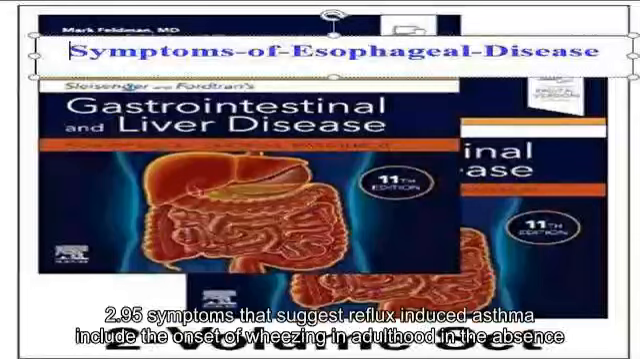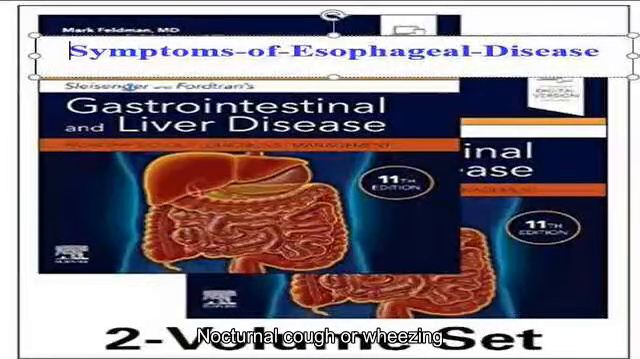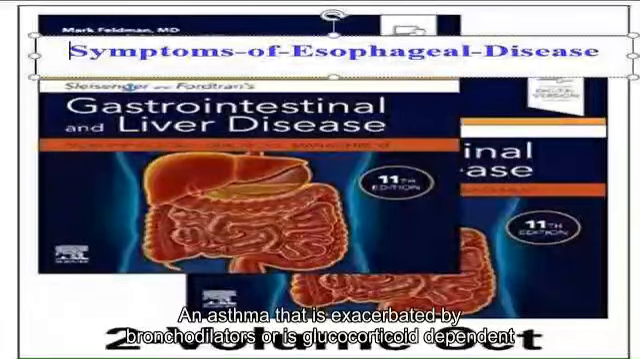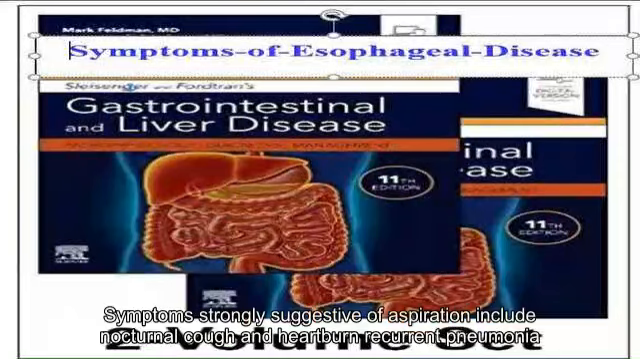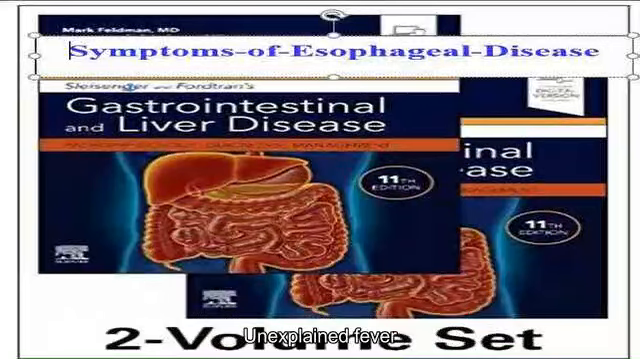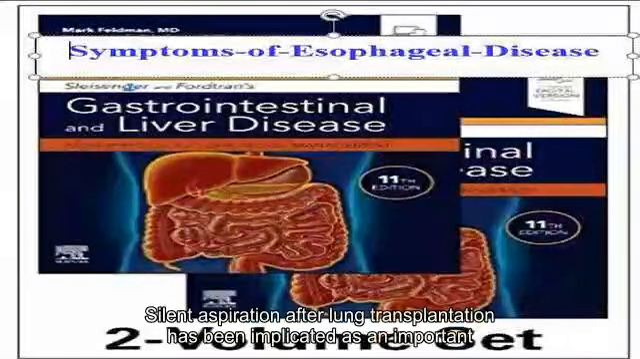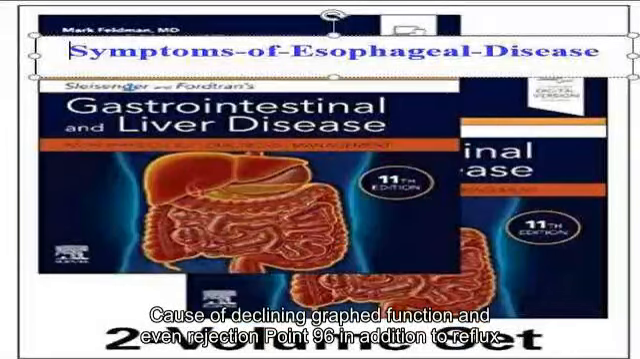(95) Symptoms that suggest reflux-induced asthma include the onset of wheezing in adulthood in the absence of a history of allergies or asthma, nocturnal cough, or wheezing; worsening of asthma after meals, by exercise, or in the supine position; and asthma that is exacerbated by bronchodilators or is glucocorticoid dependent. In patients with reflux, symptoms strongly suggestive of aspiration include nocturnal cough and heartburn, recurrent pneumonia, unexplained fever, and an associated esophageal motility disorder. Silent aspiration after lung transplantation has been implicated as an important cause of declining graft function and even rejection.